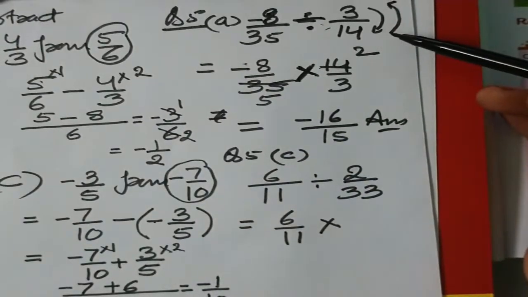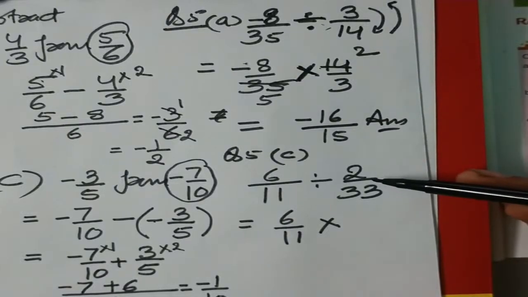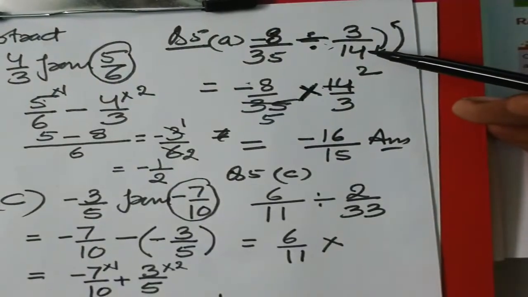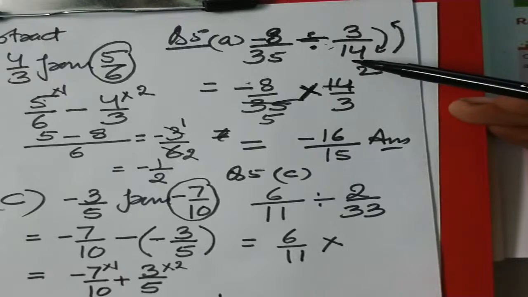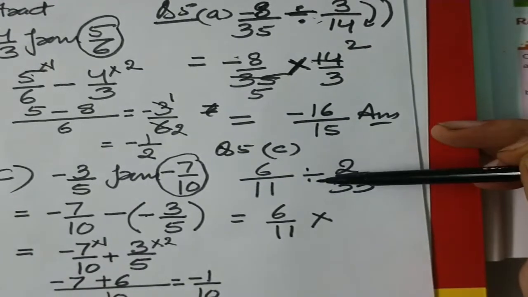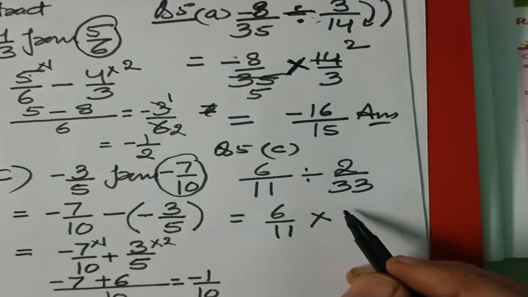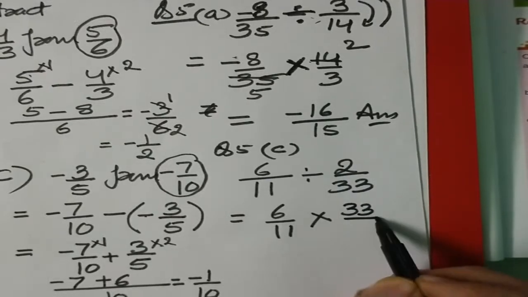Same rule you will apply, like we changed 3 upon 14. What will this become? When you change the sign of division, it became product and then we did the reciprocal. So what will this number become when you remove the division sign? Type the answer below the video. It will become 33 upon 2.